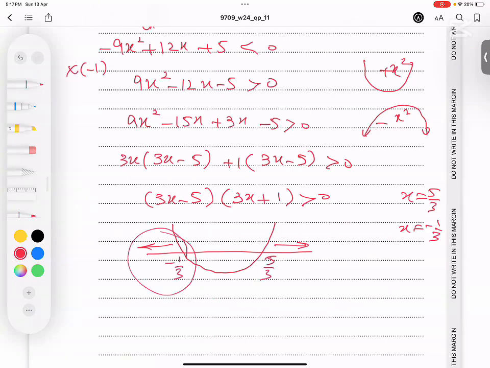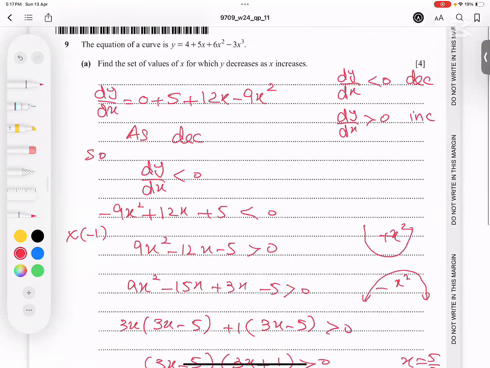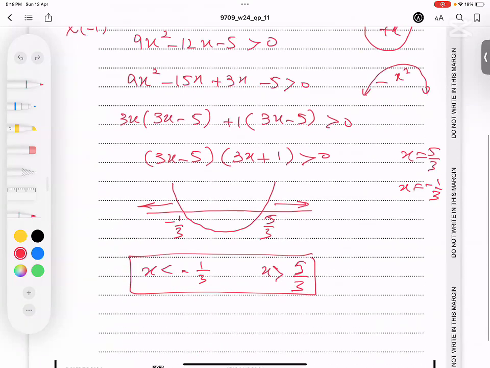How to read this? The x value is less than negative 1 over 3, or x is greater than 5 over 3. So these two are our answers. He was asking what are the x values, the set of values of x. Okay, this is clear. All right, let's go for the next part.